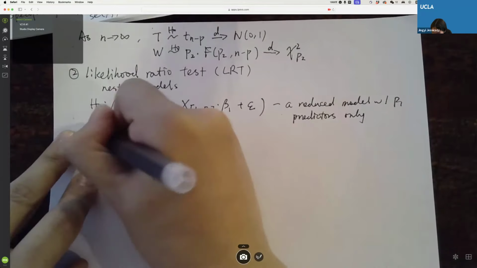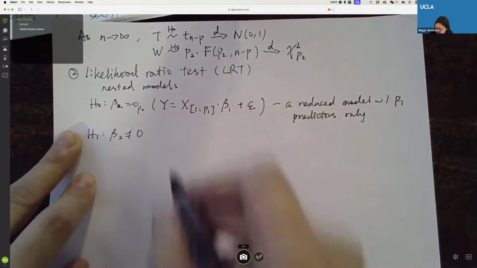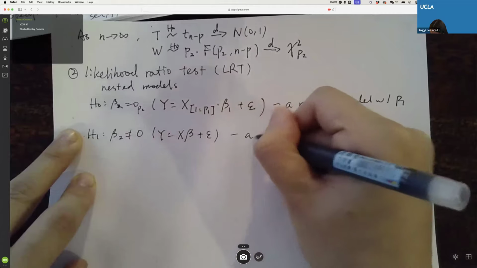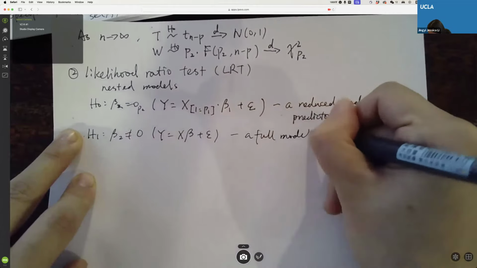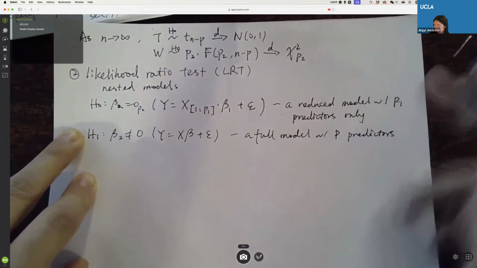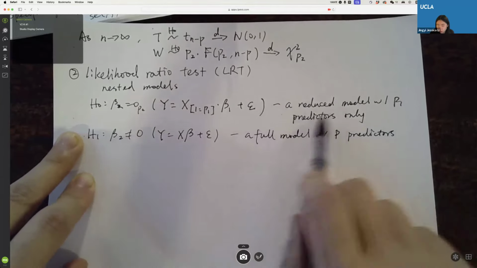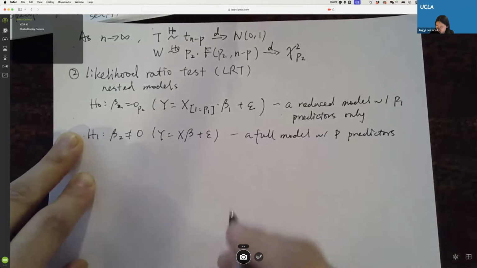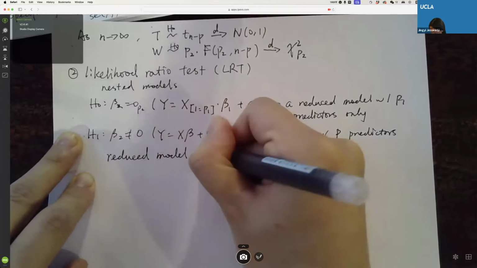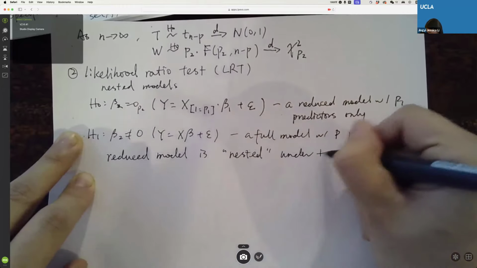While under the alternative hypothesis, beta 2 is not equal to 0, then we can have the full model, X beta plus epsilon. So this is called a full model with P predictors. And as the P1 predictors are included among the P predictors, we say the reduced model is nested under the full model. So this is what we mean. Nested under the full model.